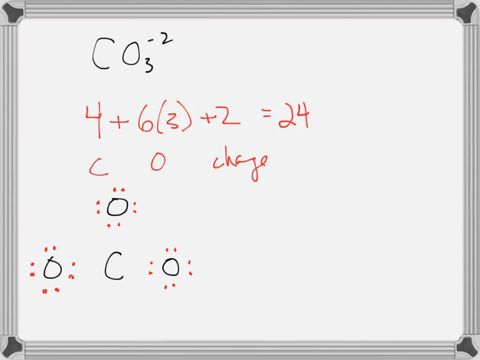8 around each atom, or 8 around our oxygens. We have 3 oxygens, 3 times 8, 24. Can we put any more electrons into the structure? No. Why not? The most we could put in was 24. That's why we counted our valence shell.